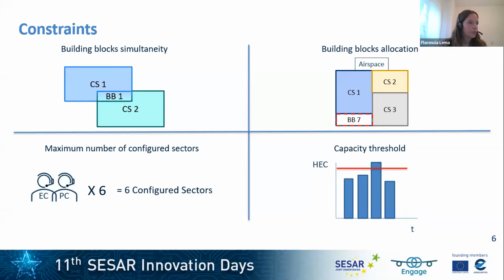And then the fourth constraint is related to capacity, and it limits the use of configured sectors that exceed their capacity threshold in terms of entry counts. This constraint is the only one that could be violated in case the algorithm doesn't find any solution in which all configured sectors respect this constraint. This approximates the problem to a more real situation, when sometimes capacity thresholds are exceeded if there is no other option, and also always under controlled circumstances.